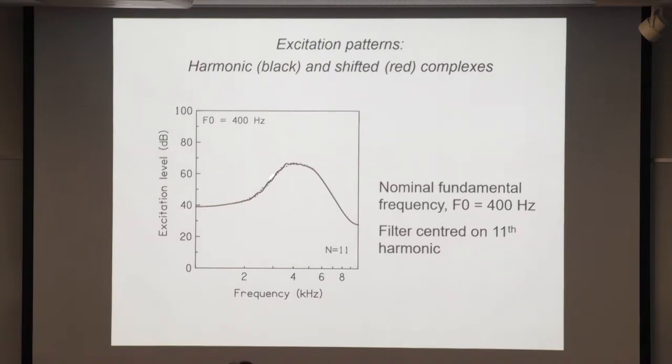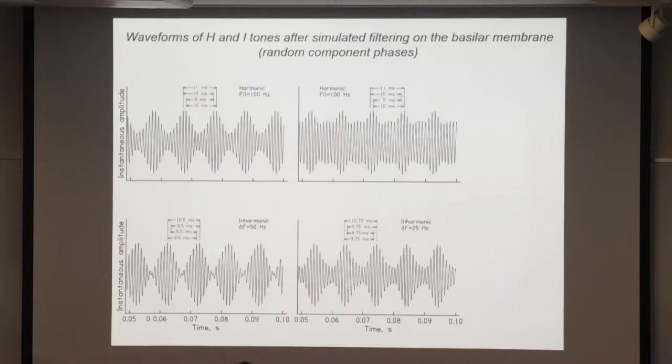This is an example of calculated excitation patterns for these sounds, and this is for the largest possible frequency shift, which is half the fundamental frequency. That's when the harmonic and frequency shifted sounds are most different, and this was when the bandpass filter was centered on the 11th harmonic. So there are two excitation patterns here, one in black for the harmonic sound, and one in red with a dashed line for the inharmonic sound, and you can see that they're very, very similar to one another. And down here, the excitation pattern is dominated by the background noise that we added.